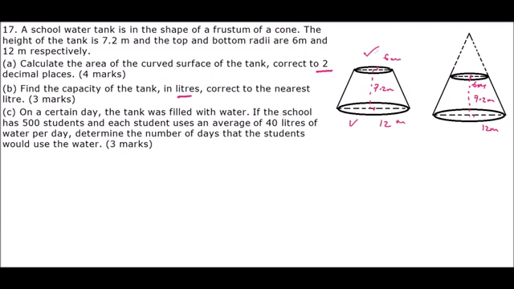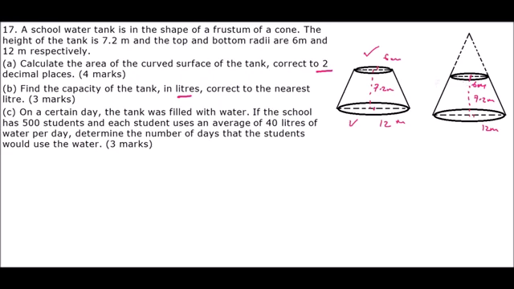The frustum, that is the shape of the tank, was obtained after part of the cone was cut off. This is a shape that we refer to as a frustum. This is the shape of the cone which was cut off, and the dotted part represents the part that was cut off. Since we don't have a direct formula to get the surface area of a frustum, we must consider the part that was cut off.